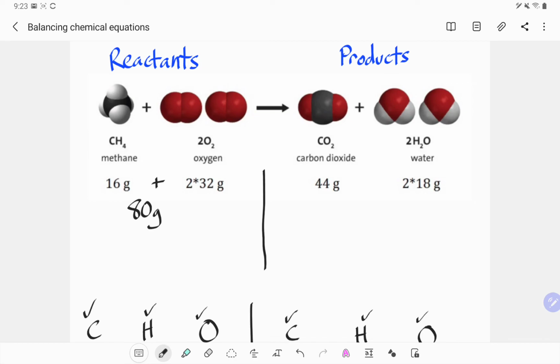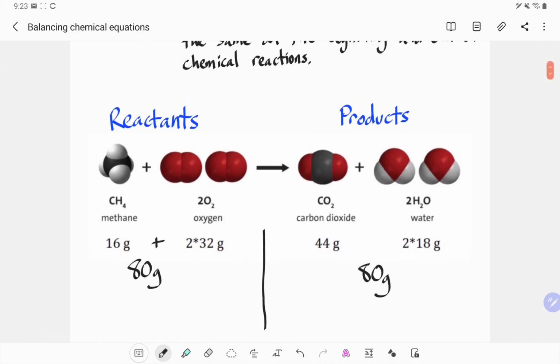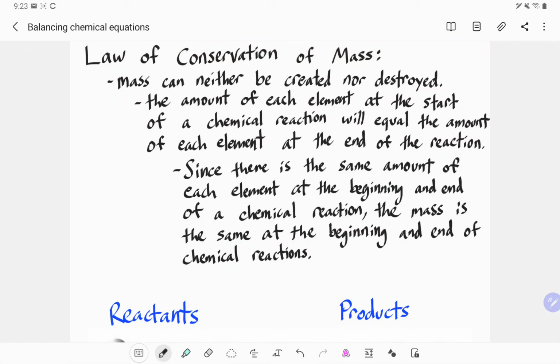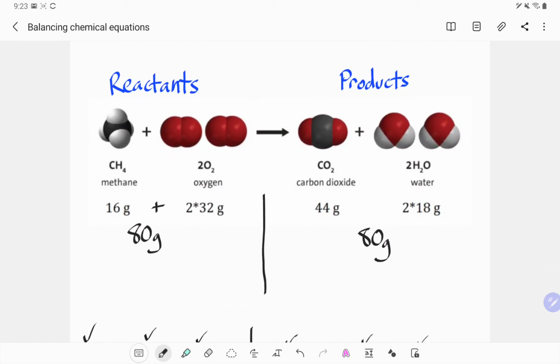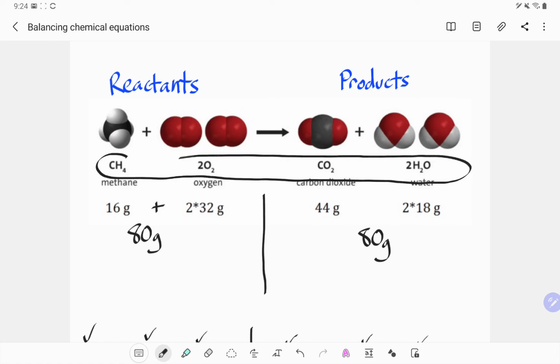Let's see how much we have on the right side of the equation. Once all the reactions have occurred, let's see what we're left with. We're going to add all this up. 2 times 18 is going to be 36, plus 44 is going to be 80 grams. So now on the right side of the equation, on the product side, we also have 80 grams because of the law of conservation of mass, where mass can neither be created nor destroyed ever, but especially in a chemical reaction, we're always going to have the same mass on both sides of the equation, and furthermore, we're going to have the same number of each element on both sides of the chemical equation.